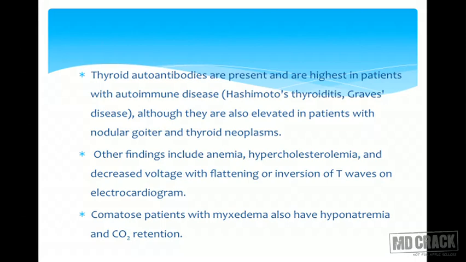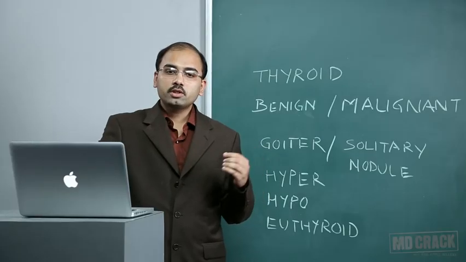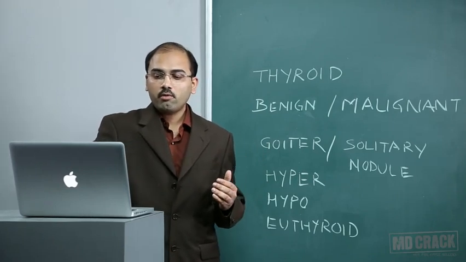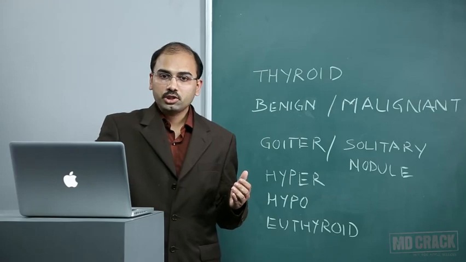Thyroid autoantibodies are present, and highest in patients with the autoimmune diseases that were seen earlier, Hashimoto's thyroiditis and Graves' disease, although they are also elevated in patients with nodular goiter and thyroid neoplasms. Other findings include anemia, hypercholesterolemia, and decreased voltage patterns with flattening of the T waves in ECG. If the patient is very bad, he may go into coma. With myxedema, they will have hyponatremia and CO2 retention.